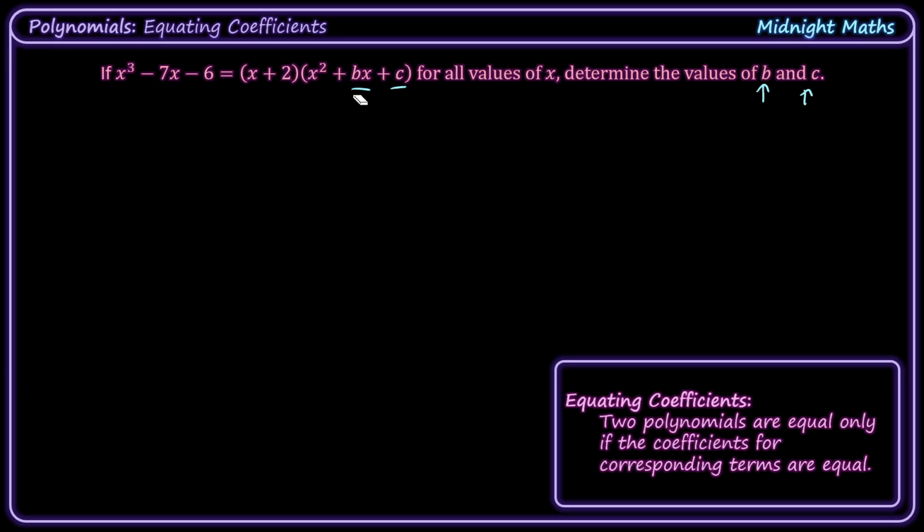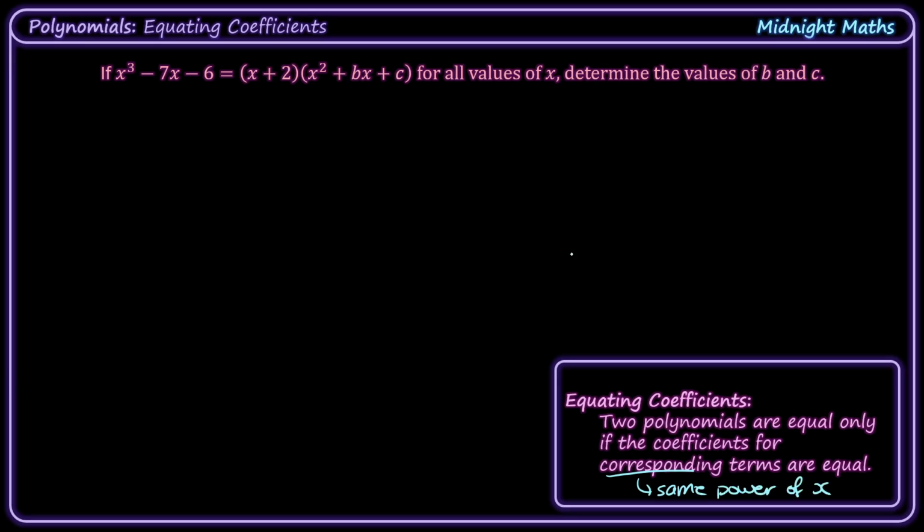So what do we do? This is where a new kind of topic comes in, which is called equating coefficients. This rule states that two polynomials are equal if all the coefficients for the corresponding terms are equal. And by corresponding terms, I mean the same power of x.